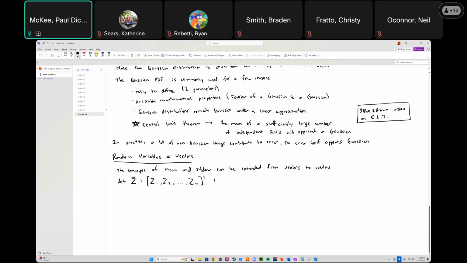Then the mean of this random vector is mu, which itself is also a vector. Well, that is just the expected value of z. And that is the integral from negative infinity to infinity along the nth dimension, and then the integral from negative infinity to infinity along the n minus one dimension, all the way to the integral from negative infinity to infinity along the first dimension.